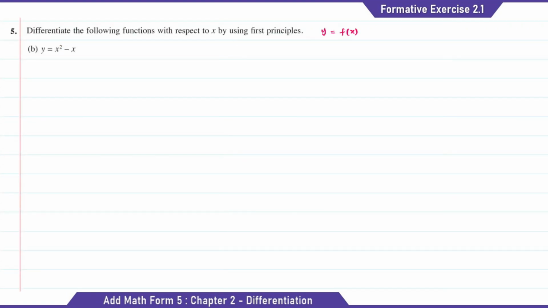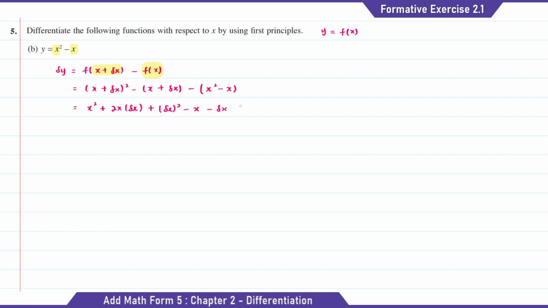Question B. y equals x squared minus x. First I'm going to substitute the x here with x plus delta x. So here we're going to get (x plus delta x) squared minus (x plus delta x). Then we're going to minus the f of x, which is the y, which is (x squared minus x). Next we're going to expand this: x squared plus 2x delta x plus delta x squared minus x minus delta x minus x squared plus x.